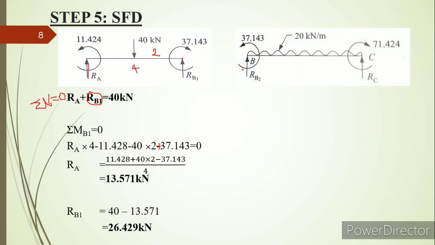Then consider the span BC. In BC, the support B has a vertical support reaction of RB2 and at support C, the vertical reaction is RC. Also, there is a UDL of 20 kilonewton per meter acting throughout the span. Then the end moment along the span BC is anti-clockwise, minus 37.143, and along the span CB there is 71.424 kilonewton meter clockwise moment also acting.